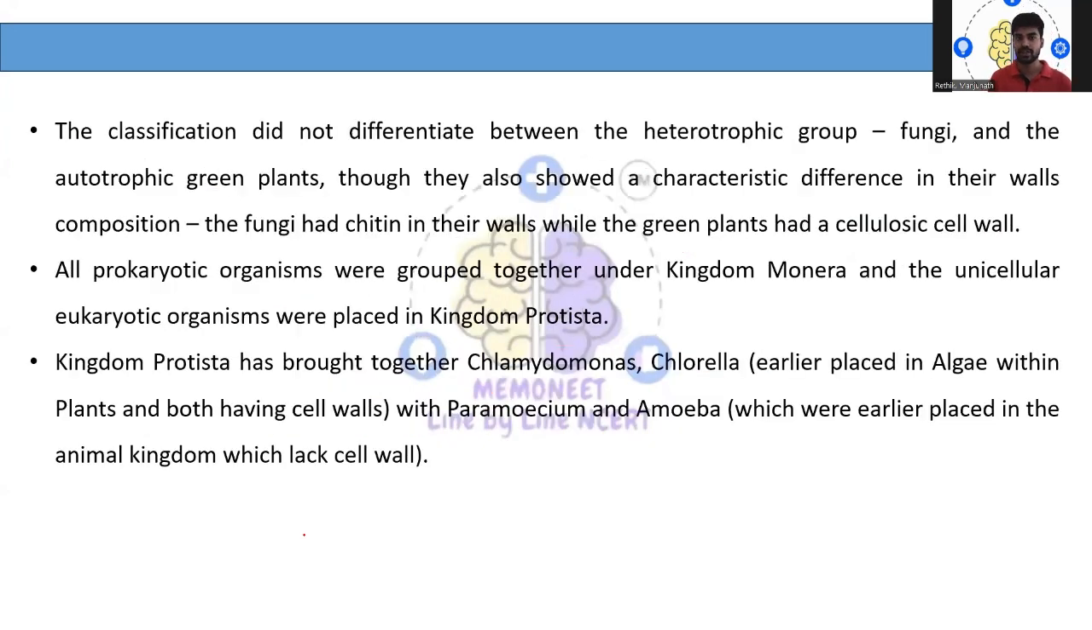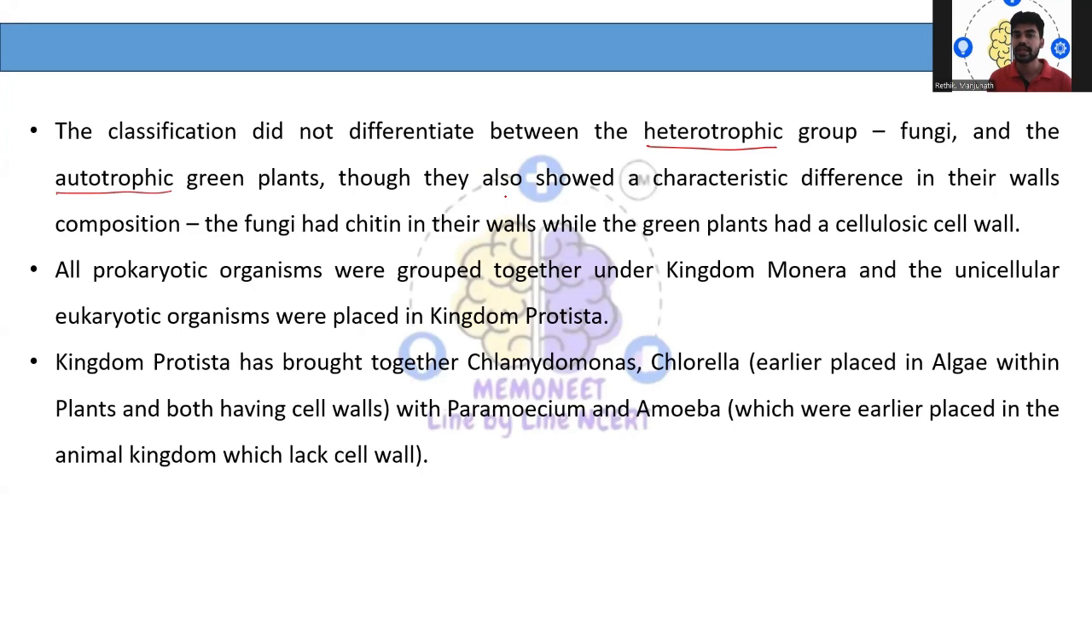So the classification did not differentiate between the heterotrophic groups like fungi, which normally depend on other organisms, right? And other autotrophic green plants, which are able to prepare their own food. Heterotrophs are those that depend on other organisms for their food, whereas autotrophs, auto means they are able to prepare their own food. They do not depend on other organisms for their food, so they are not going to get nutrients from other organisms, basically.